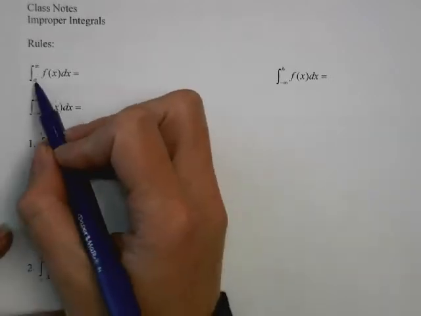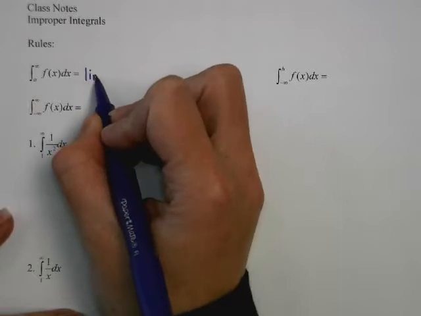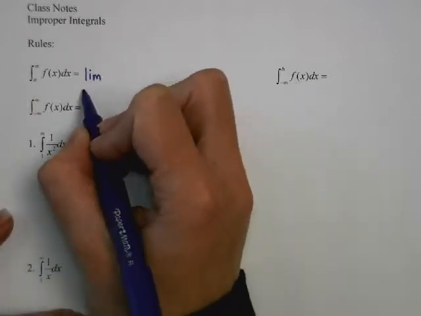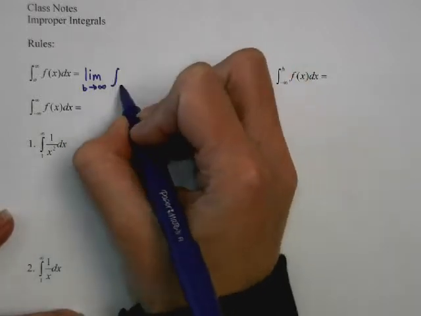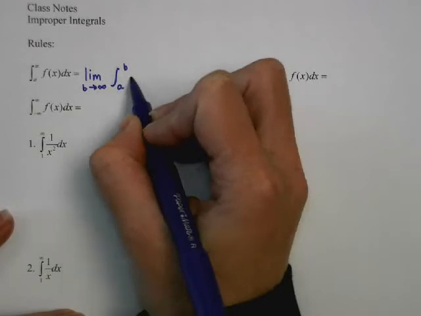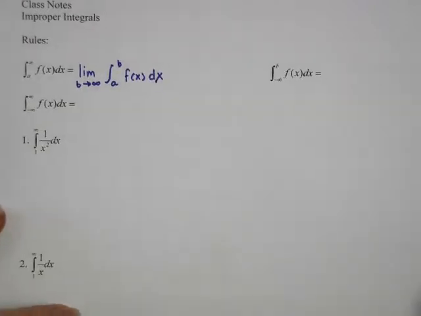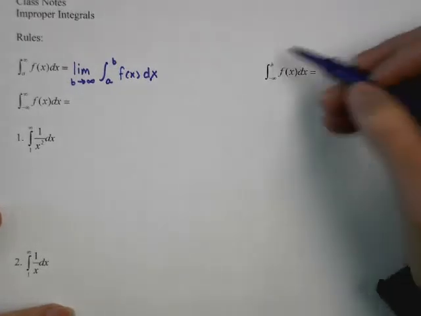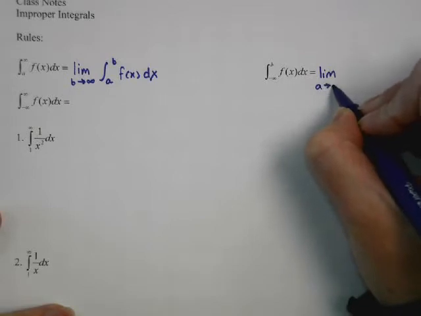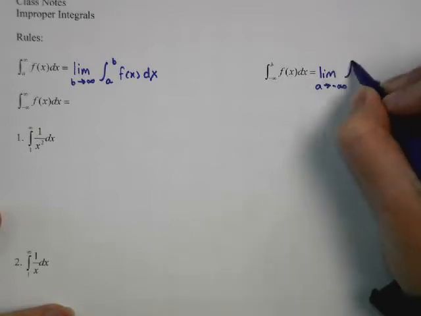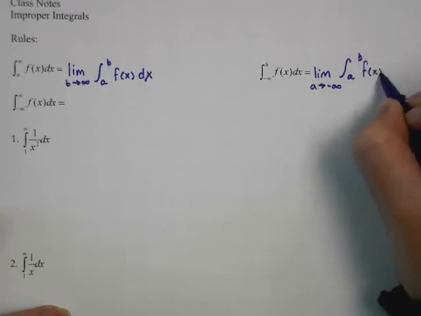So how we're going to do an improper integral from some constant to infinity is we're going to use limits. This is going to be the limit as b goes to infinity of the integral from a to b of the function. Similarly, with negative infinity to b, this is going to be the limit as a goes to negative infinity of the integral from a to b of f of x dx.